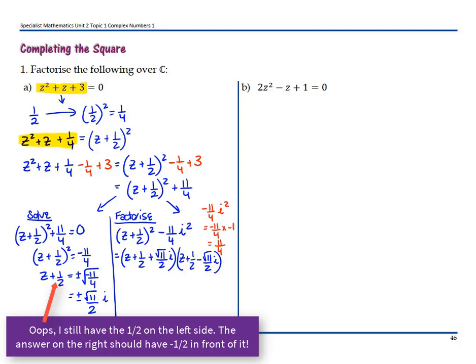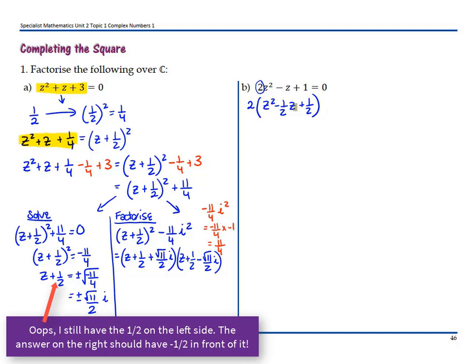Okay, I'll do the next one the same way. I'll factorize and I'll solve, but first of all, we have this 2 out the front, so we need to get rid of that. So we're going to go 2 bracket z squared minus a half z plus a half. Okay, and I'll do both solving and factorizing, but first of all, we'll just go for completing the square.